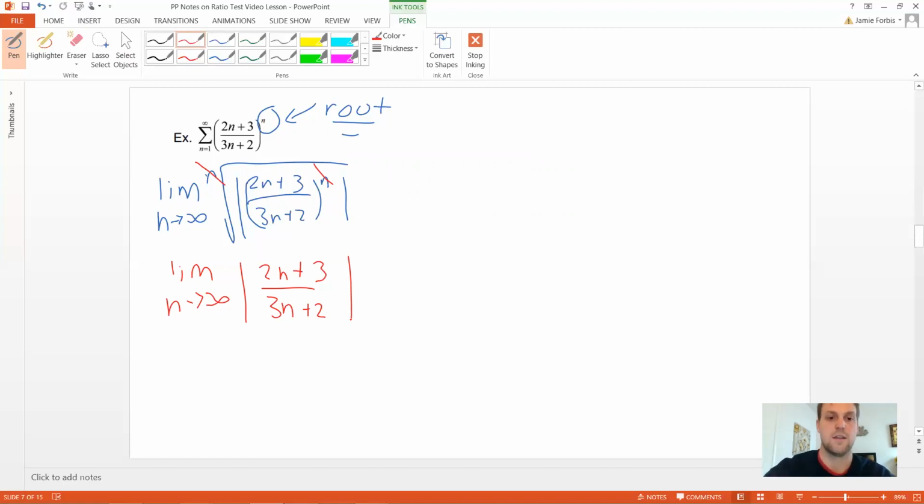It's not the craziest thing. The powers are the same on top and bottom, so we take leading coefficients. This is equal to 2/3. 2/3 is less than 1. So therefore, absolutely convergent by root test.